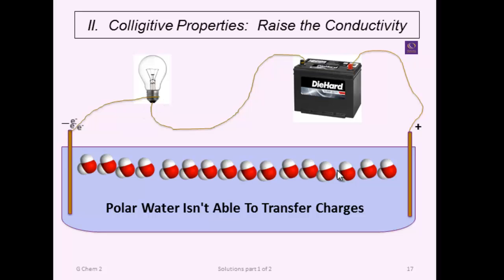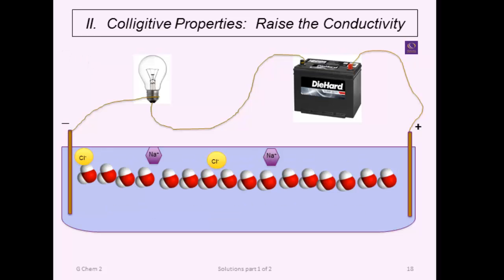Polar water isn't able to transfer charge. This is a full electronic charge. Polar water is just a slight shift of electrons. So polar water is actually an insulator against electricity. So pure water would not conduct electricity. So now what happens when you put salt in there? How do things change? Same process.